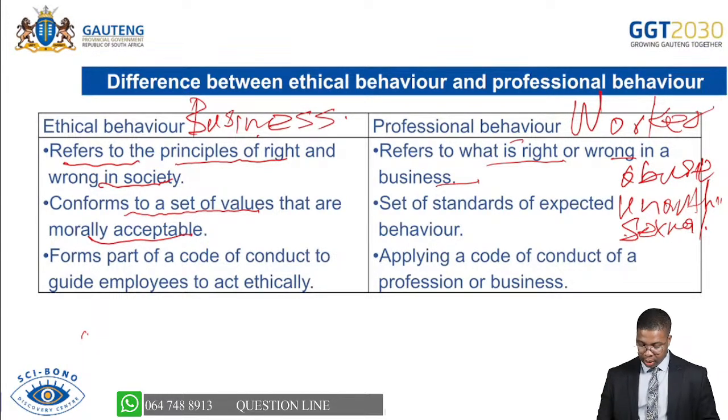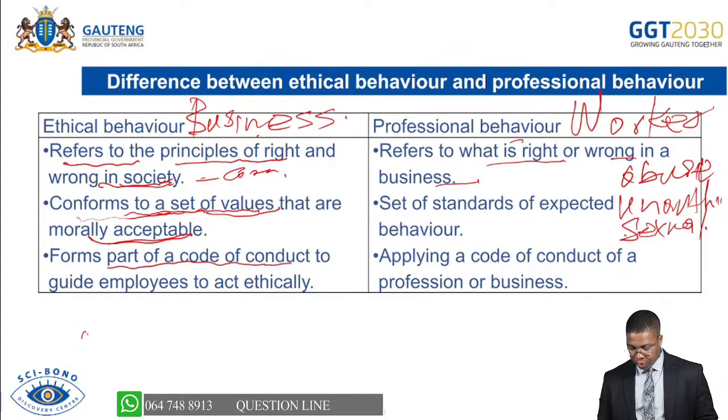When they are selling, the business should conform, meaning they should comply to a set of values that are morally accepted by the society or the community or the people. And then it forms part of code of conduct to guide employees to act ethically. So as the business complies, we should know that who is now representing the business is the worker. Hence we say the ethical behavior should form part of code of conduct to guide employees so that they act ethically as well.